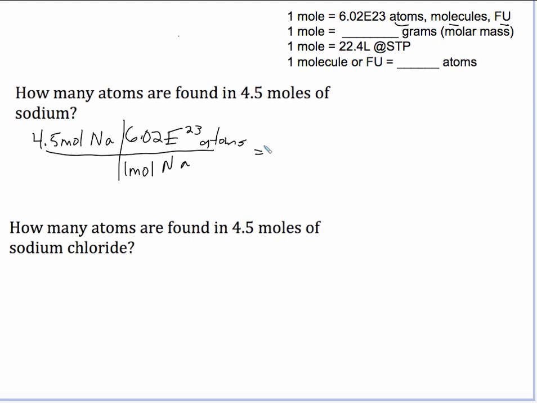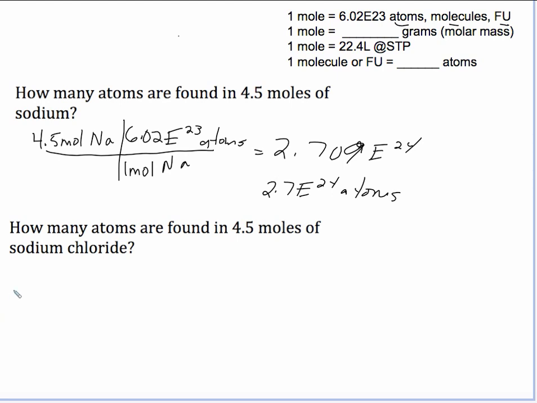We could solve it: 4.5 times 6.02 e to the 23rd power, and we end up getting 2.709 e to the 24th power. We have 2 significant digits, so we round it to 2.7 e to the 24th atoms.